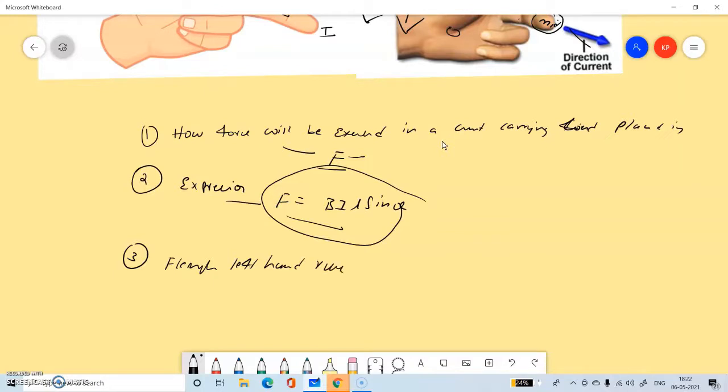According to Fleming's left hand rule, the thumb, first finger and middle finger are placed perpendicular to each other, that means 90 degrees to each other. So the thumb will give you the direction of the motion, that means force. The first finger will give you the direction of the field, and the middle finger will give you the direction of the current. This we have explained in today's class. In the next class we will see some expressions between two parallel current carrying conductors and some other things. So I think these are the topics which we have discussed today.